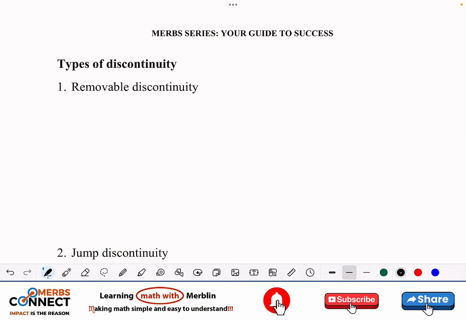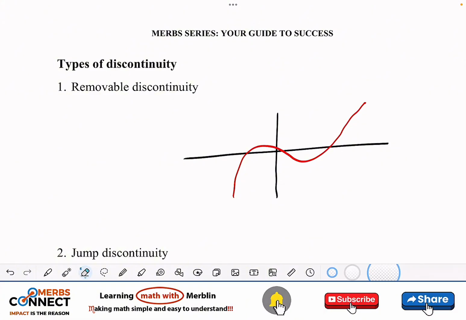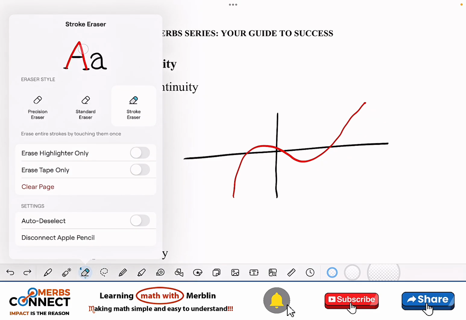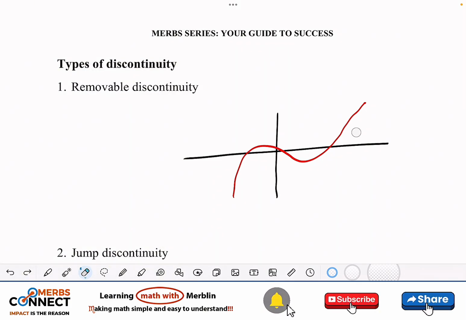Removable, sometimes we call it point discontinuity. We are saying that it's removable because we can just remove it. So if I have a graph like this, but let's say it has a hole inside here. Okay, let me change my distance so that I can zoom in on some small part here. Good. So I have a hole here, something like that. So this is like a hole inside this graph.